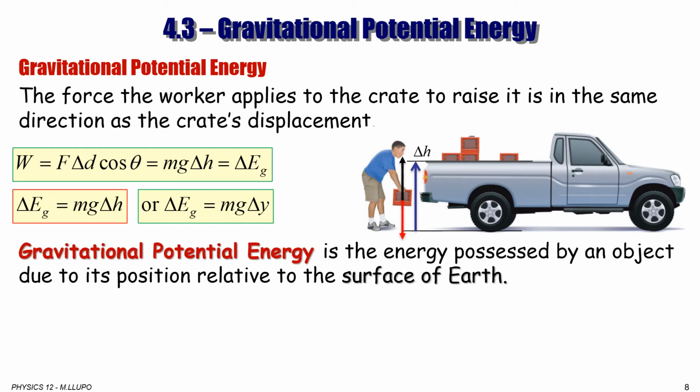Gravitational potential energy is energy possessed by an object due to its position relative to a surface of the Earth. So that means the higher from the surface of the Earth, the more energy. That's why we build a dam at a hydroelectric power plant, to make the water rise up as much as we can.